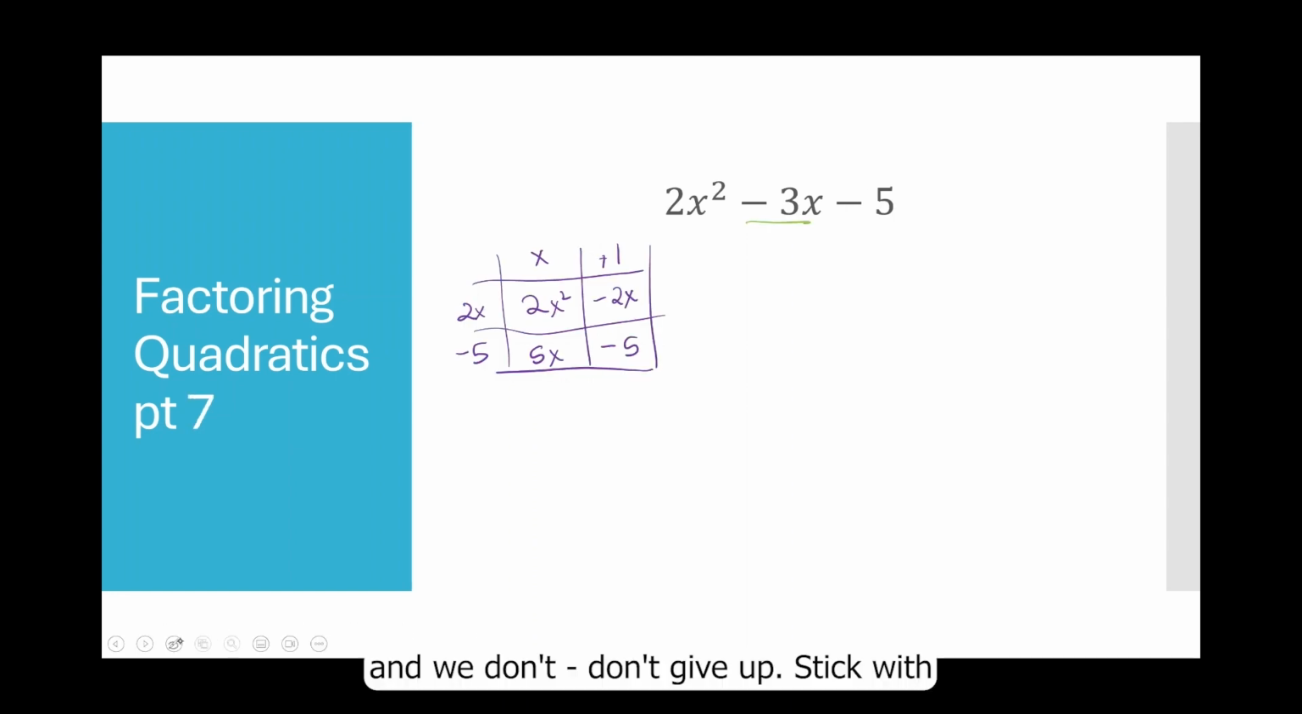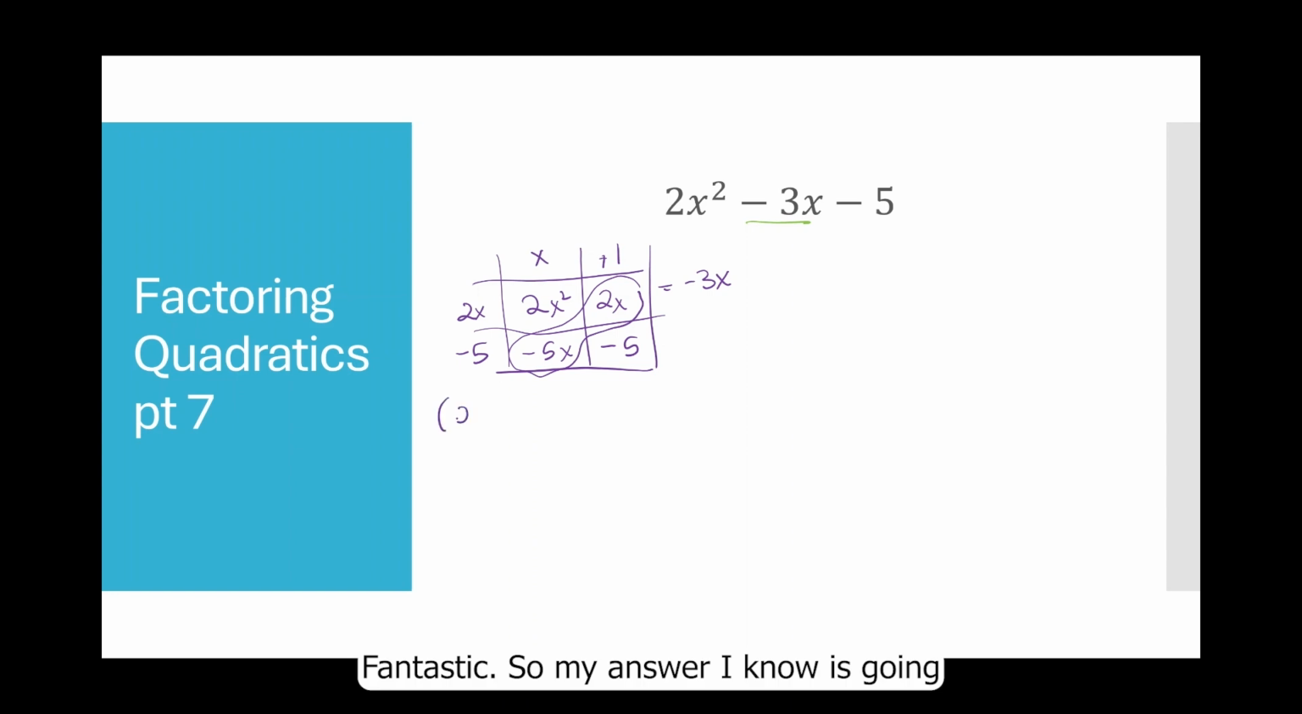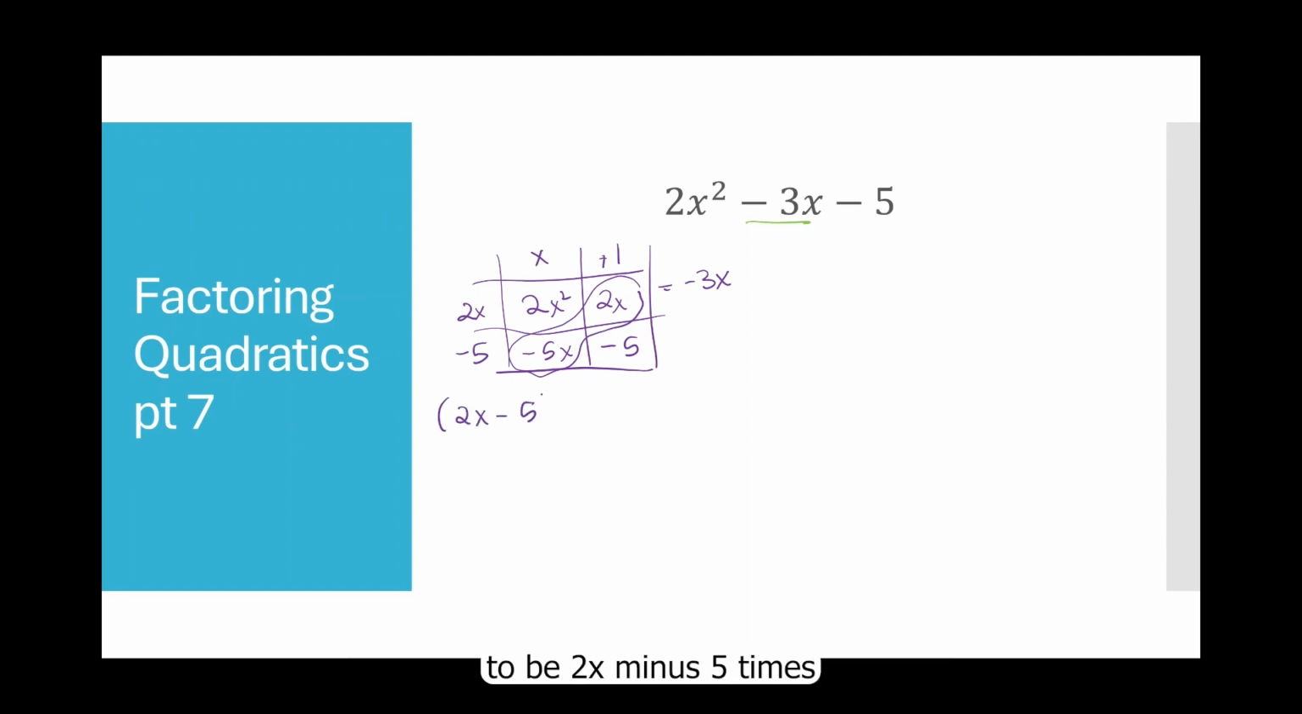And we don't give up. Stick with your own self there, because you can get it. But sometimes when you do guess and check, it does take longer, right? So here we go with negative 5x and 2x, and at last, that's going to add up to negative 3x. Fantastic. So my answer I know is going to be 2x minus 5 times x plus 1.